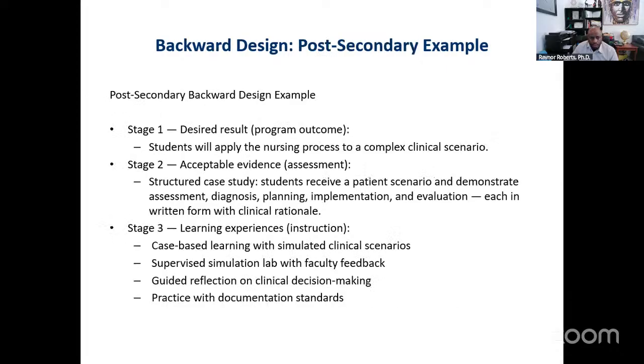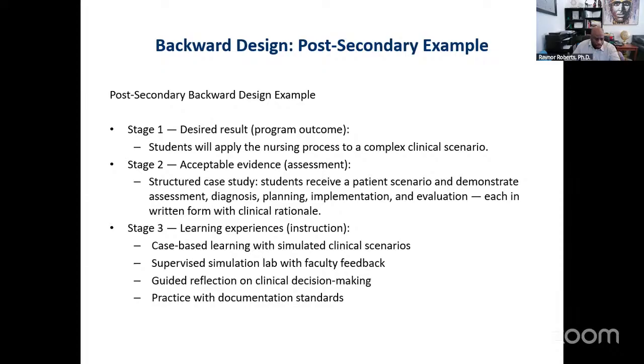All right. Backwards design, here's a post-secondary example for us university folks. It's the same structure, same logic as K to 12. The program outcome is specific. We apply the nursing process to a complex clinical scenario, not knowing the nursing process, but applying it.